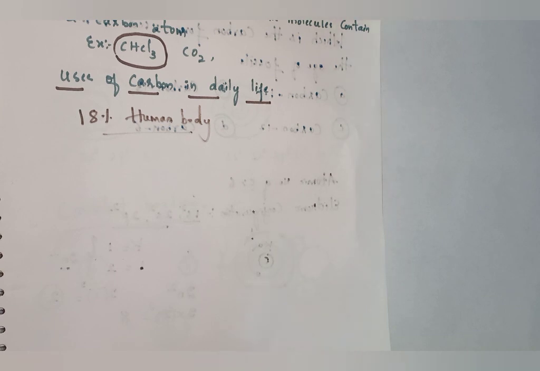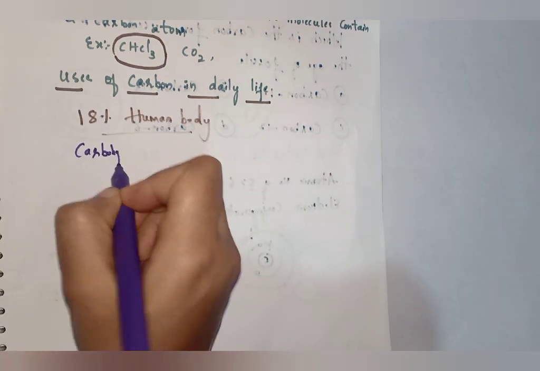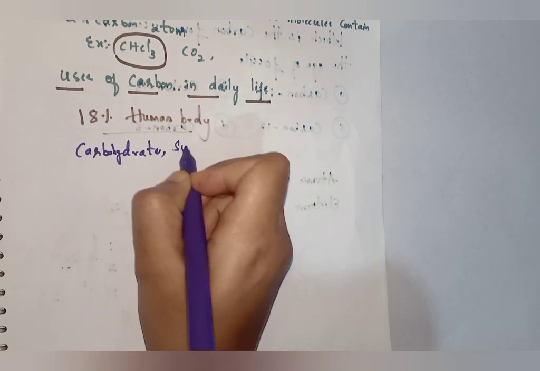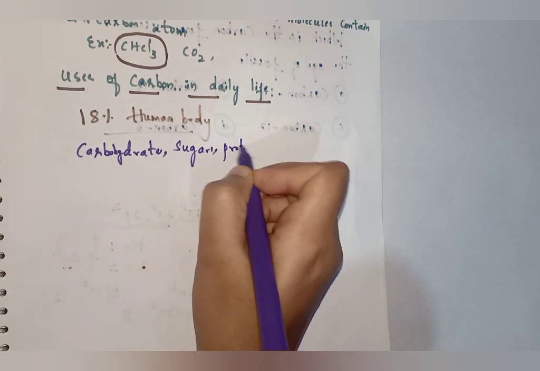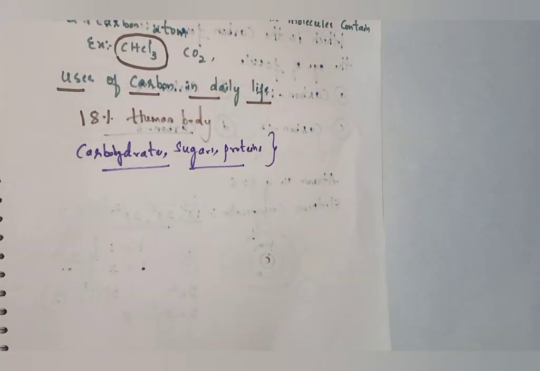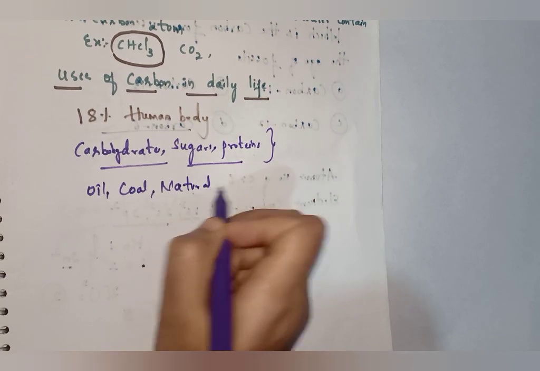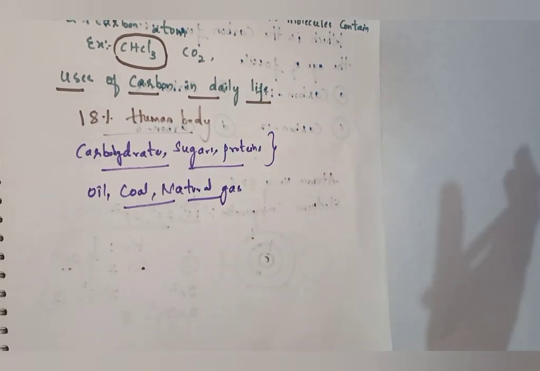The food we take, in the form of carbohydrates, sugars and proteins, are all carbon compounds. We use fuels like oil, coal and natural gas, which are hydrocarbons extracted from fossil fuels. These are all made up of carbon atoms.